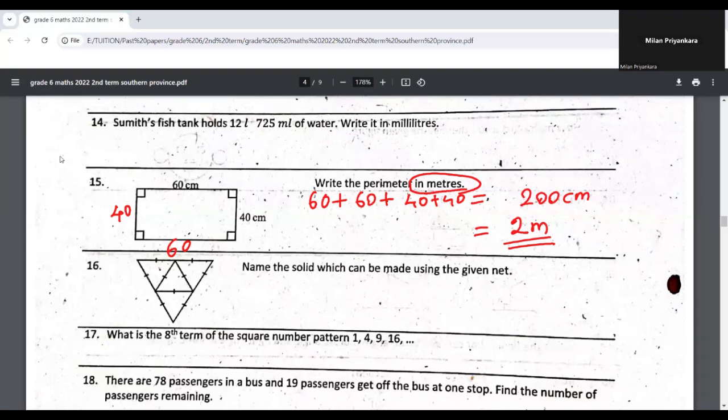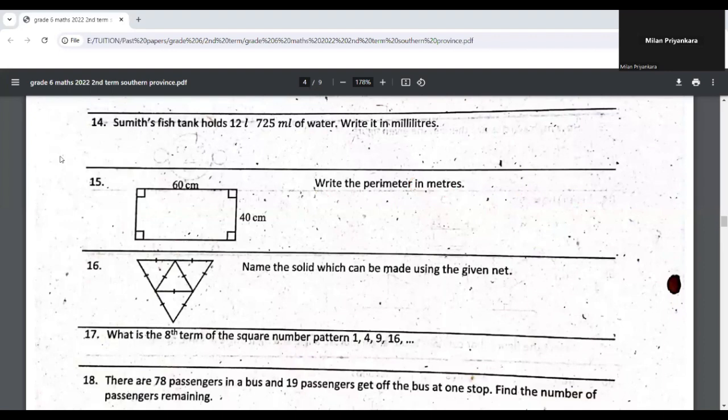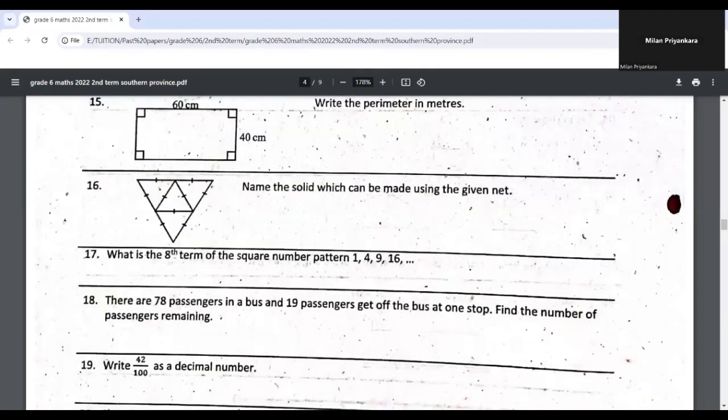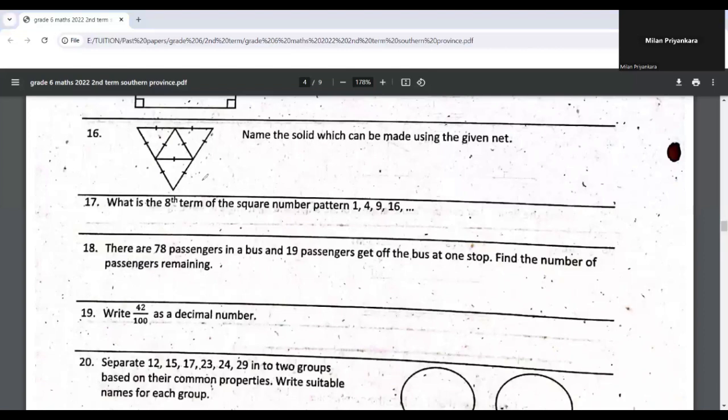And then let's go to question number 16, and let's see what we can do there. This is a very easy question. You can just understand by memory even, or if you have the capability of imagining this one, then also it is possible. Name the solid which can be made using the given net. Actually, using this given net, you can make a regular tetrahedron. The answer is regular tetrahedron, right?